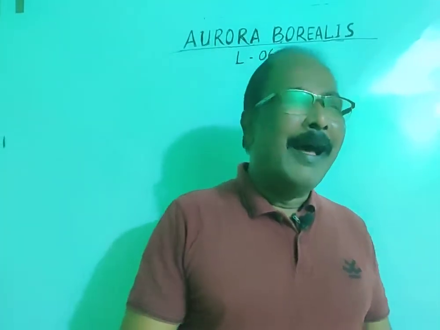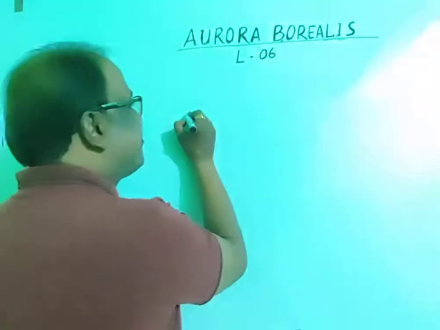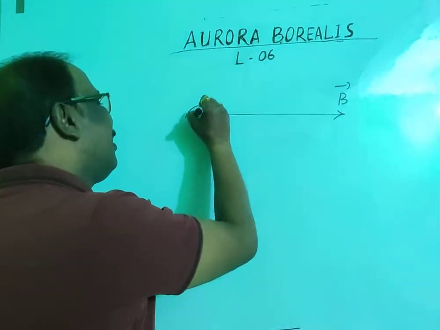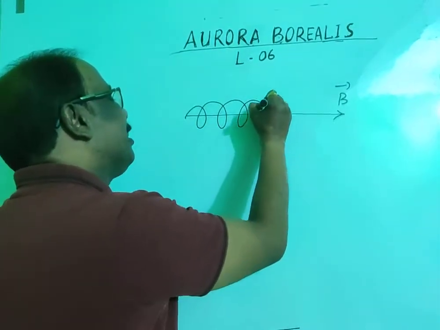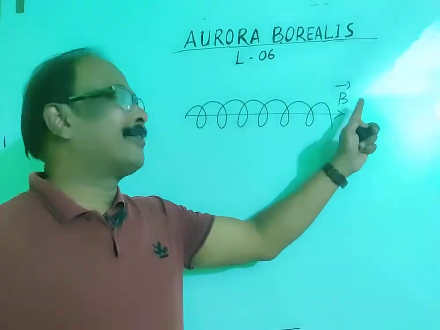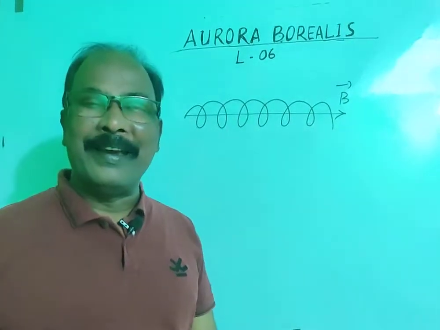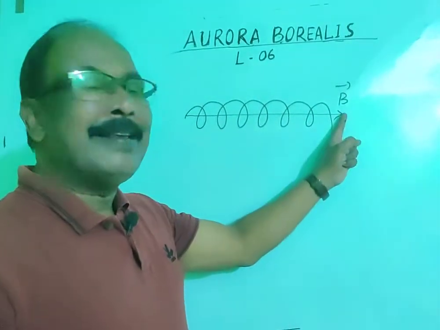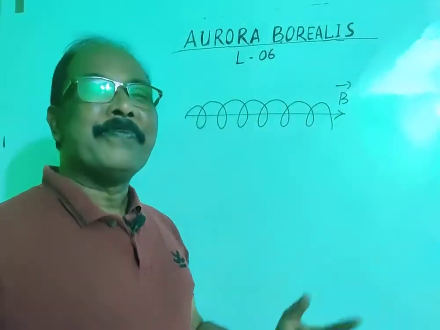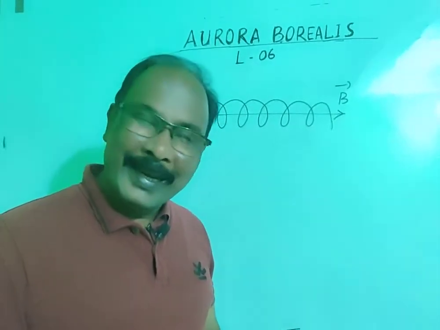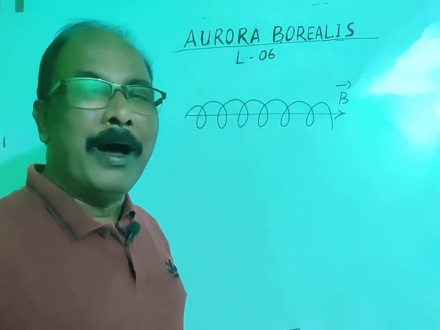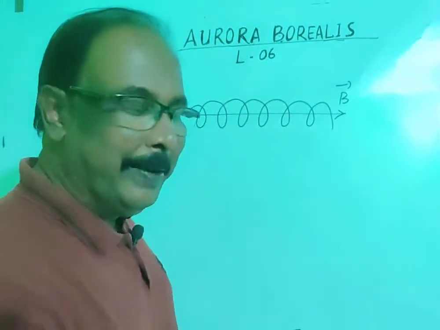As we have discussed, if this is the direction of the magnetic field, then the charged particle executes a helical path as the axis of the helical path is the magnetic field. So the magnetic field is the axis of the helical path and the charged particle moves in a helical path. This was our discussion in the previous lecture, lecture number 5. This is lecture number 6.